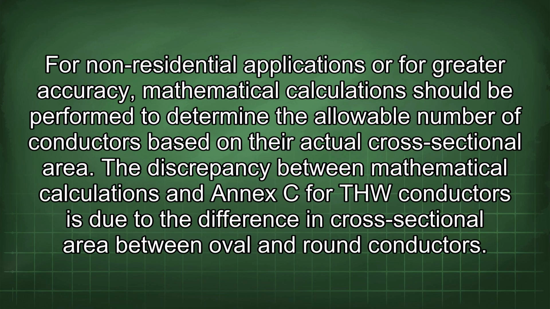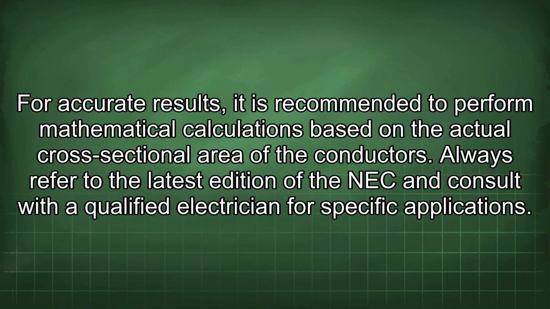For non-residential applications or for greater accuracy, mathematical calculations should be performed to determine the allowable number of conductors based on their actual cross-sectional area. The discrepancy between mathematical calculations and Annex C for THW conductors is due to the difference in cross-sectional area between oval and round conductors. For accurate results, it is recommended to perform mathematical calculations based on the actual cross-sectional area of the conductors. Always refer to the latest edition of the NEC and consult with a qualified electrician for specific applications.